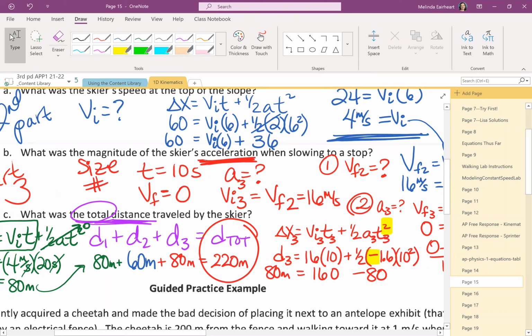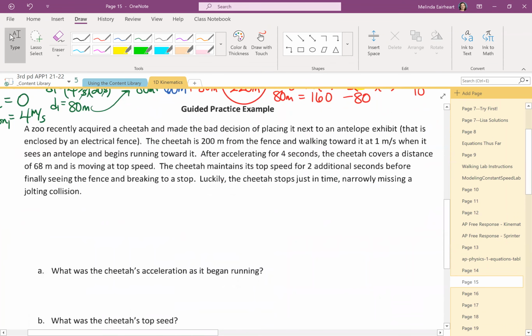All right, let's go to the zoo, at least in physics land. A zoo recently acquired a cheetah and made a bad decision of placing it next to the antelope exhibit that is enclosed by an electrical fence. Now, first of all, don't go PETA on me, okay? This is physics land. No one gets hurt in physics land, not even the cheetah and antelope.